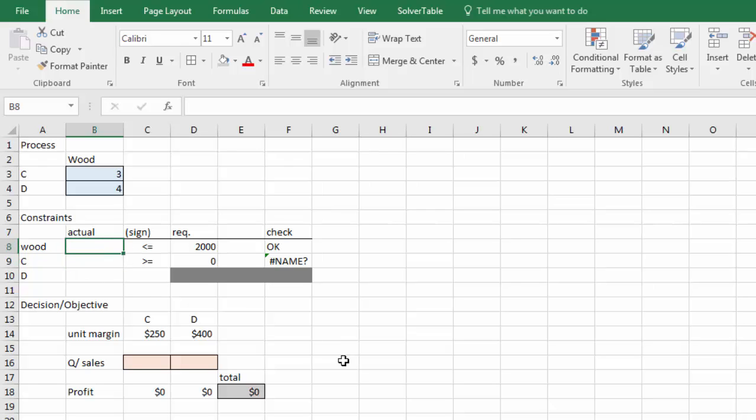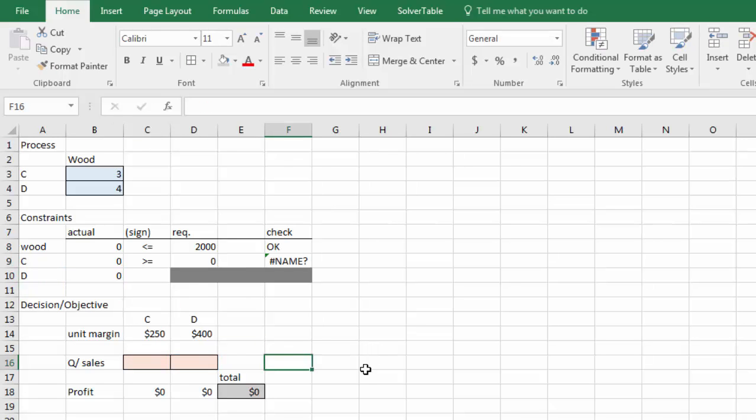Now all we need to do is specify our usage of inputs. So what's the total usage of wood? Well, it is the quantity of chairs produced times the 3 units that each chair uses, plus the quantity of desks produced times the 4 units that each desk uses. What's the quantity of chairs produced? That's that. And the quantity of desks, so this is kind of irrelevant, but we can dial it in like that.